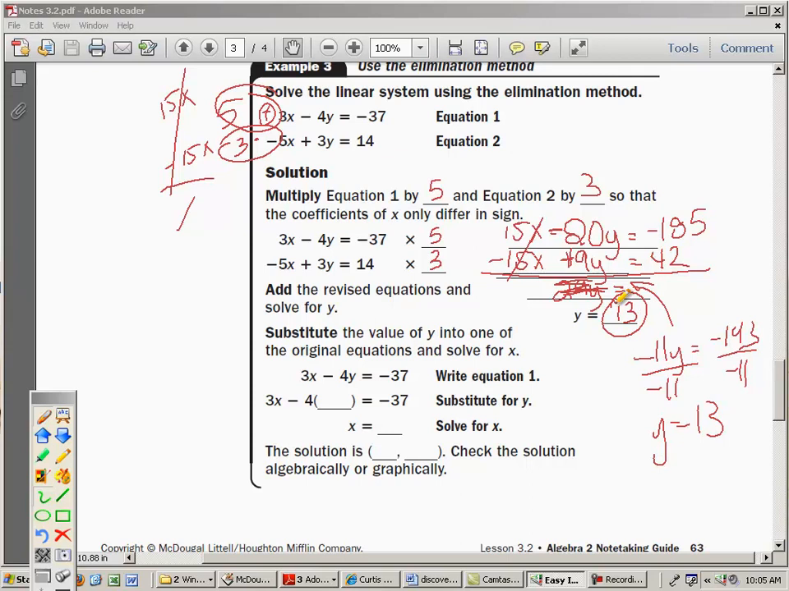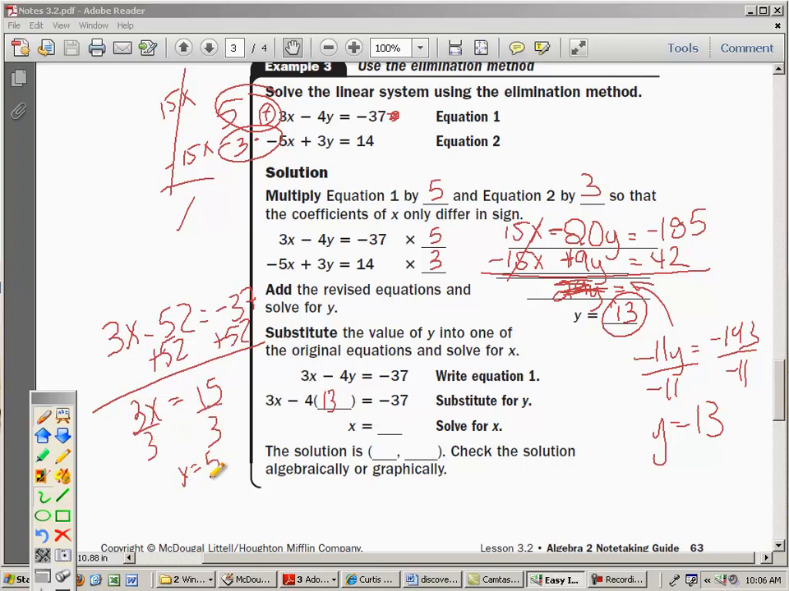Now I have my value for y, so I'm going to choose one of the equations. We just happen to choose equation 1. You can choose any of them. 3 times x minus 4 times 13 is equal to negative 37. And then let's do some algebra over here. 3x minus 4 times 13, that happens to be 52, equals negative 37. I'm going to add 52 to both sides. All right, and when I add 52 to both sides, I get 3x is equal to 15. And when I divide both sides by 3, I get x equals 5. So my solution is (5, 13). And again, you can check that solution algebraically, or you can check it with a graph.